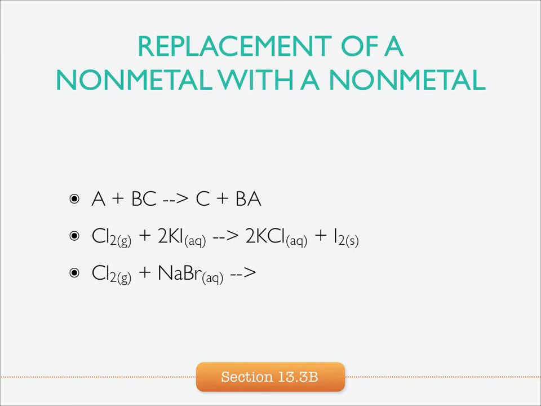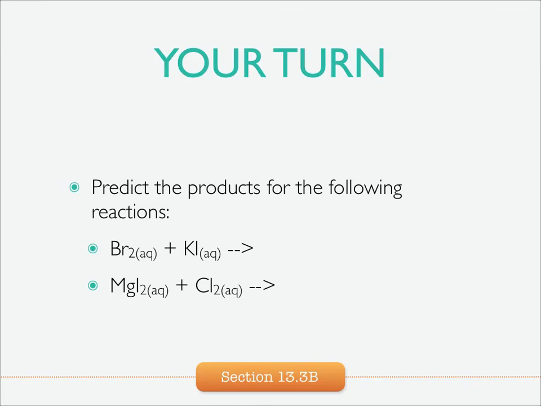Alright, so on this one, once again, chlorine is going to kick out bromine. We're going to end up with NaCl. The bromine gets kicked out, and they're diatomic, so it's going to be Br2. And then we just need to make sure everything is balanced, so we better put some 2's in there to get that balanced. Alright, try these. We're just about done here. Give these a shot.